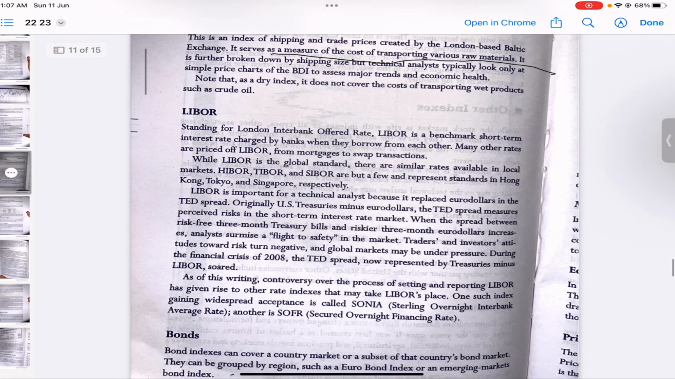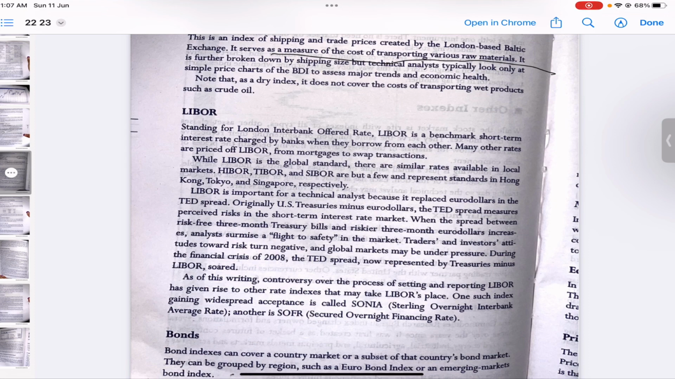Now we have LIBOR. LIBOR is basically the London Interbank Offered Rate. The LIBOR index shows you the changes in interest rates. It tracks the interest rates, especially in London. The full form is London Interbank Offered Rate. So it tracks the various interest rate changes in the markets, the interest rate charged by the banks when they borrow from one another. So that is my LIBOR.